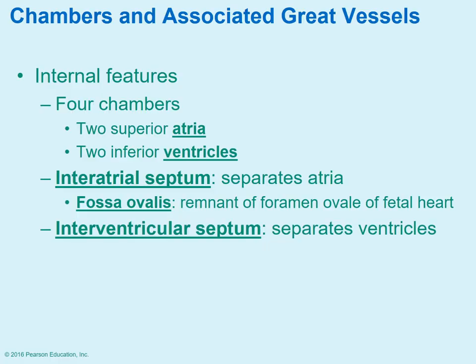So for the internal features, you've got, as I said, those 4 chambers. The superior ones are the atria, the inferior ones are the ventricles. Between the atria, you have the interatrial septum. There is what we call a fossa ovalis. This is a remnant of the foramen ovale, which is found in the fetal heart. Basically, it's a hole that connects the 2 atria together.